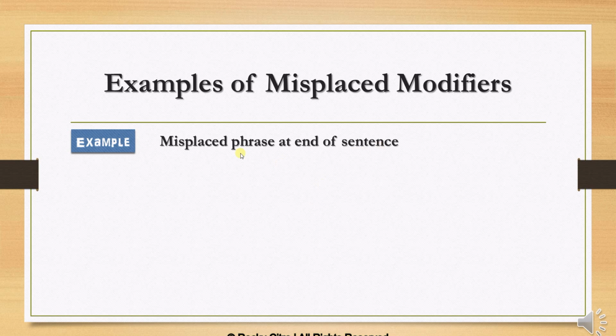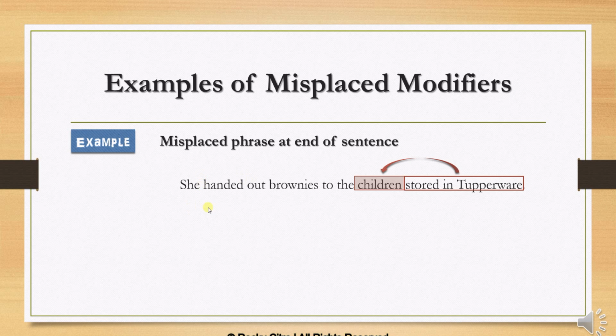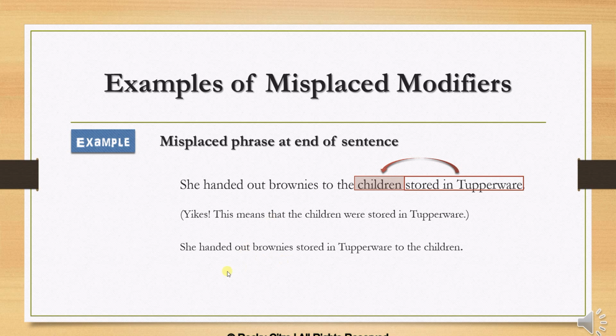Okay, let's look at a case of a phrase at the end of a sentence. She handed out brownies to the children stored in Tupperware. Again, if you listen to it quickly, maybe it doesn't seem strange, but let's take a look at what our phrase is: stored in Tupperware, and this refers to the closest element, which is the children. So that actually means the children stored in the Tupperware. Pretty freaky. All right, so we need to fix that one, of course. She handed out brownies stored in Tupperware to the children. And so now we have our stored in Tupperware closer to the brownies. Another way to fix this would probably be just to rewrite it.